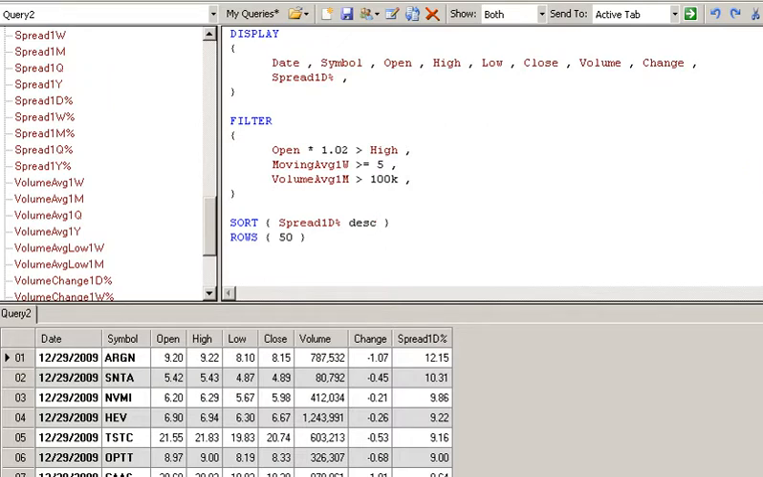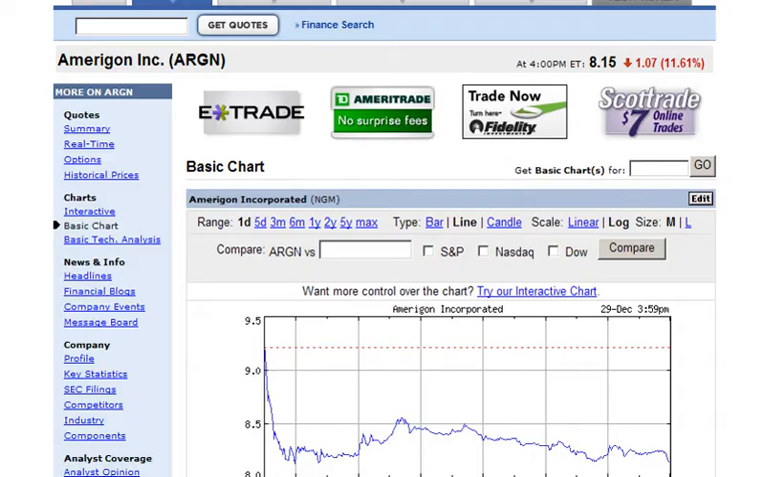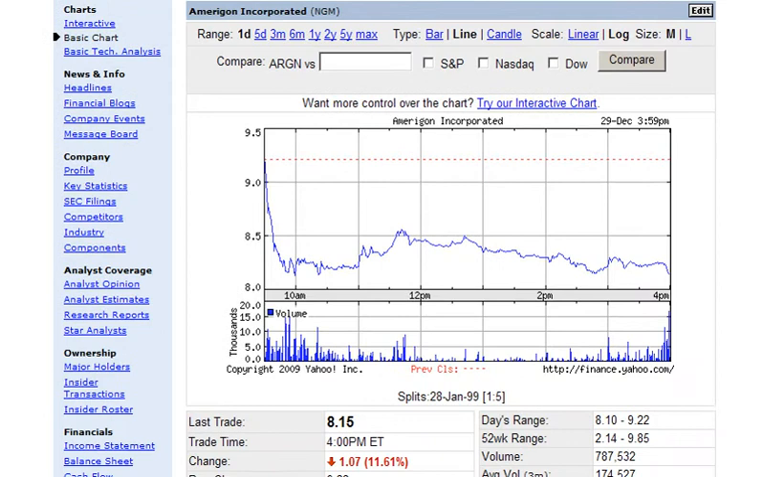So we see this first stock had an open of 920 and a high of 922 and a spread of 12%. That's quite a lot. Well, let's see what its chart looked like. I'm going to load up a chart courtesy Yahoo. The symbol is ARGN. I'll pull it into view. There's its chart. So you see that its open and its high were very close to each other.